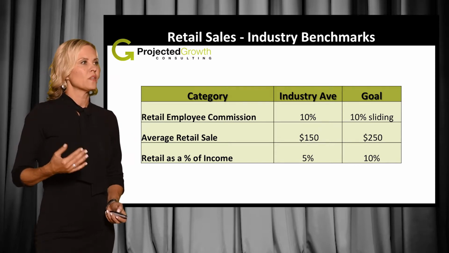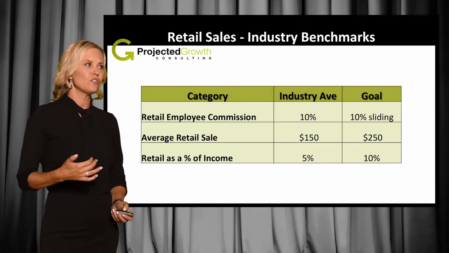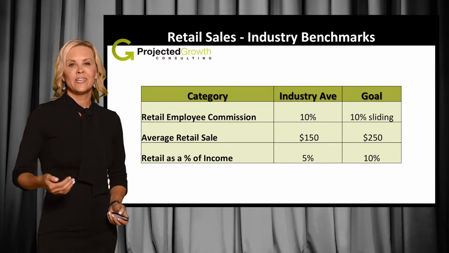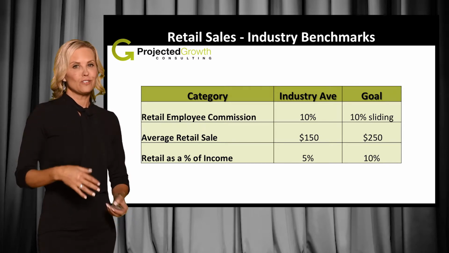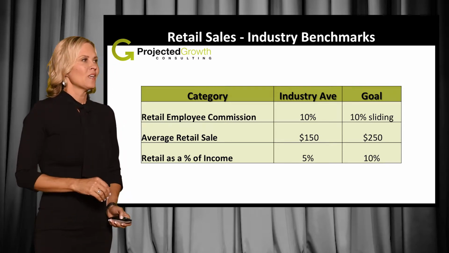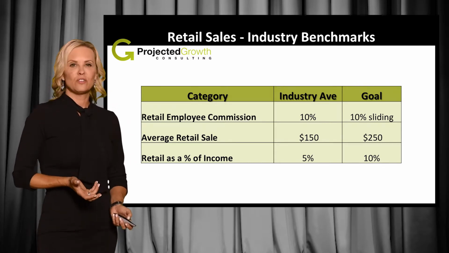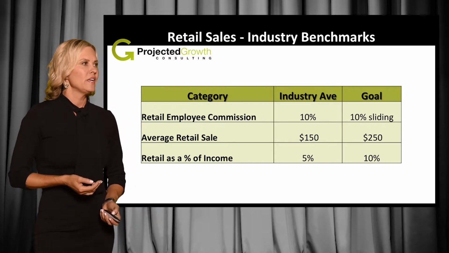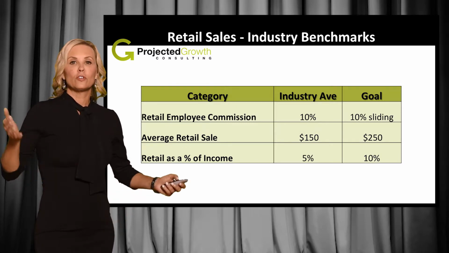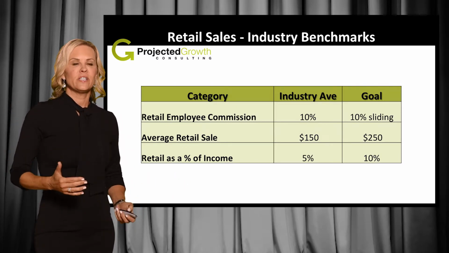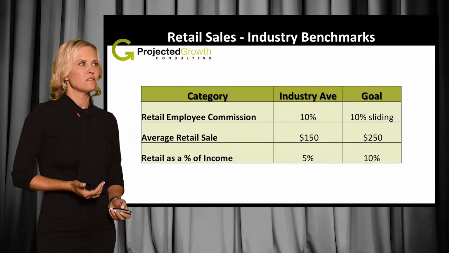Some of the things that are missing occasionally: retail employee commission, that is an expectation by most employees in this industry. Your average retail sale should be somewhere around $250. Most of our products are right around there. And then retail as a percent of income for your total practice, if it's not 10%, we need to figure out how to get it there.